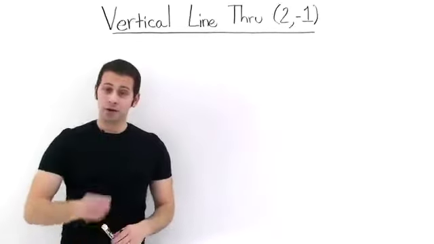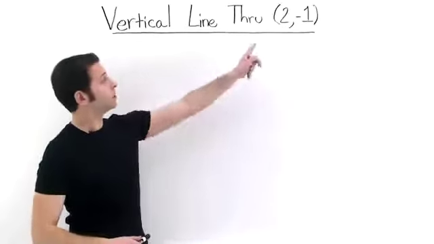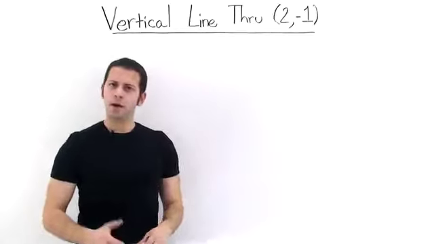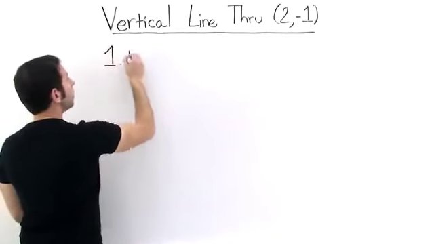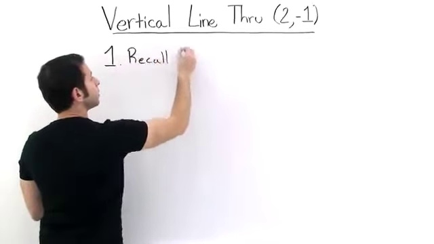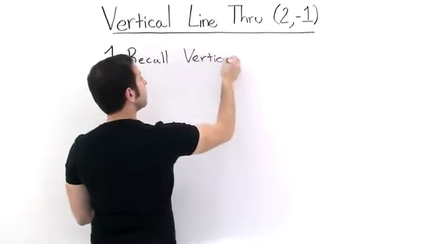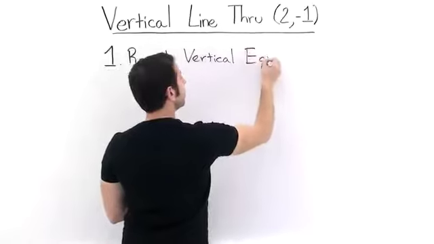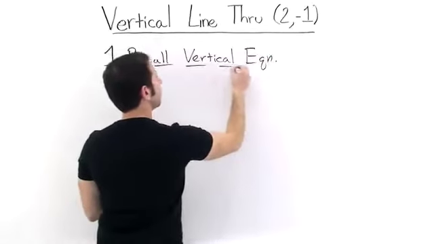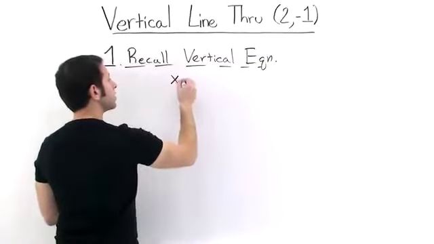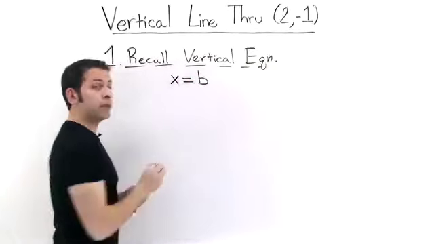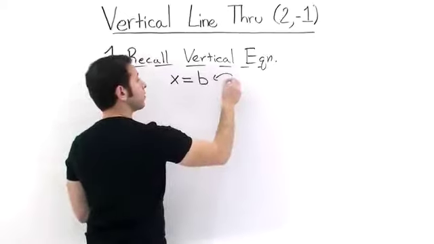Write out the equation of the vertical line going through the point (2, -1). Well, the first thing that we want to do, because we're working with vertical lines, is we want to remember the vertical line equation. And the equation of a vertical line is actually pretty easy. There's not much to it at all. Every single vertical line that you see is going to have an equation like this: x equals b. And b is going to be some number.